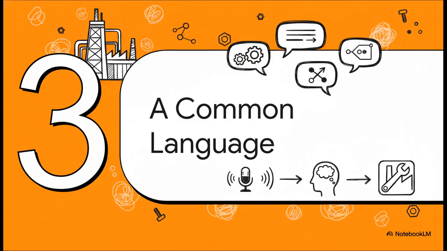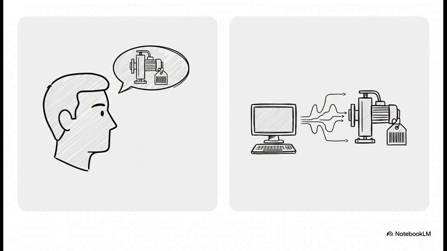But look, a great structure is only half the battle. If everyone is describing the assets differently, you're still lost. You need a common, consistent language that everyone speaks. And this is where we have to get really clear on the difference between an asset name and an asset number. The name is for us, the people. It's a simple, descriptive label we can all recognize. The number? That's for the computer. It's a unique ID the system uses to track everything about that asset with zero confusion.